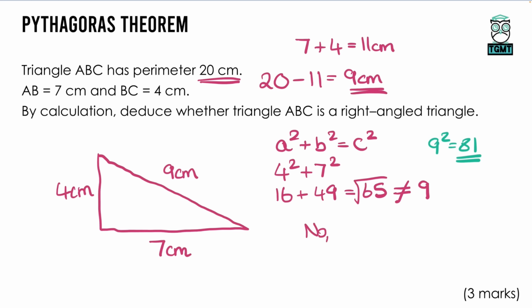There we go. It is not a right angled triangle. There we go, and that would be an absolutely fine bit of working out there where we've shown all of our working to show that we've used Pythagoras and to show that it is not a right angled triangle.